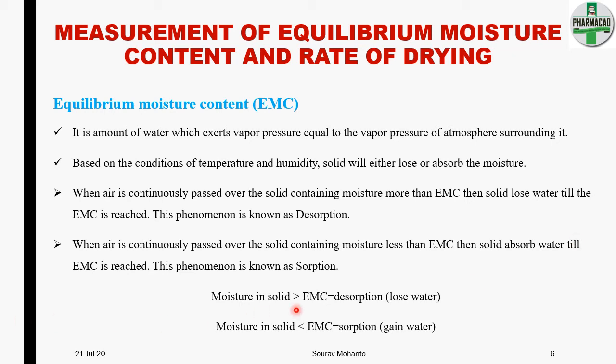So if the moisture in the solid is greater than the EMC, or equilibrium moisture content, that is called desorption. At that time the solid material will lose water. When the moisture in the solid is lesser than the EMC, that process is called sorption, and at that time the solid material will gain some water.